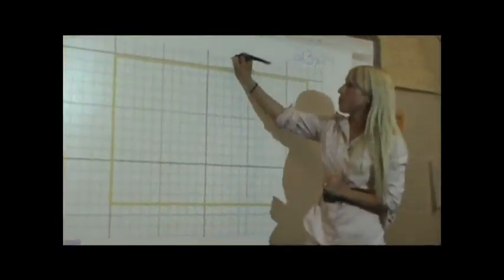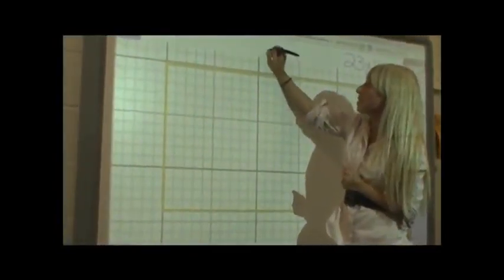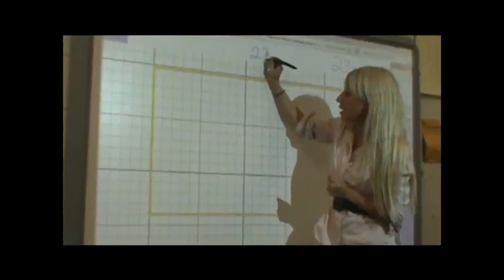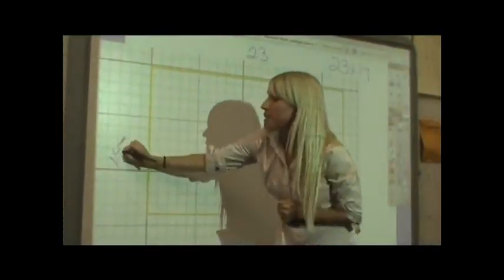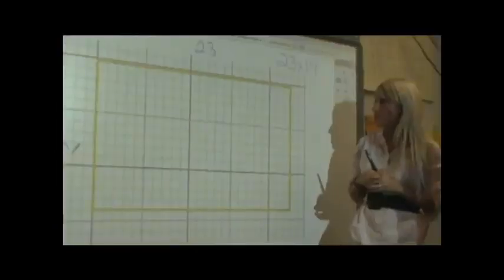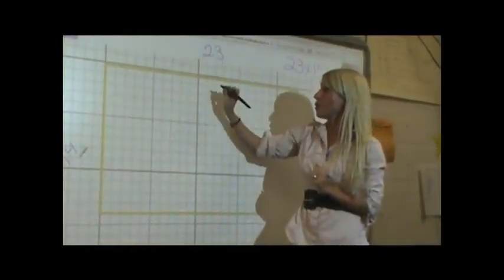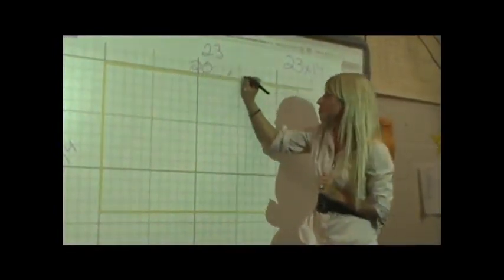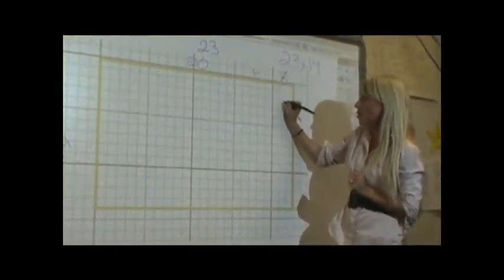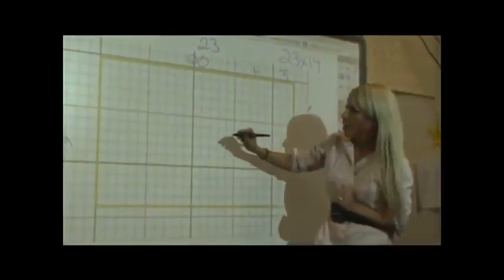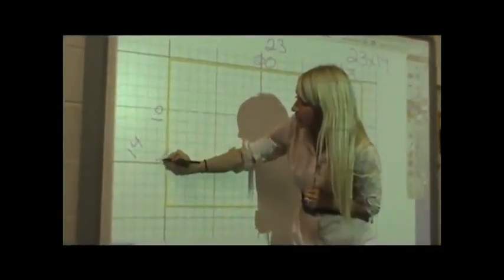My students and I start by labeling our array with 23 and 14. We then decompose it into smaller, more manageable multiplication number sentences. To do that, we break or decompose 23 into 20 plus 3 more. We then break 14 into a 10 and 4 ones.